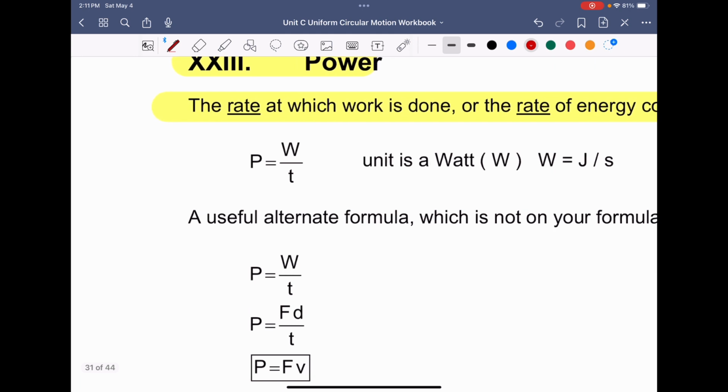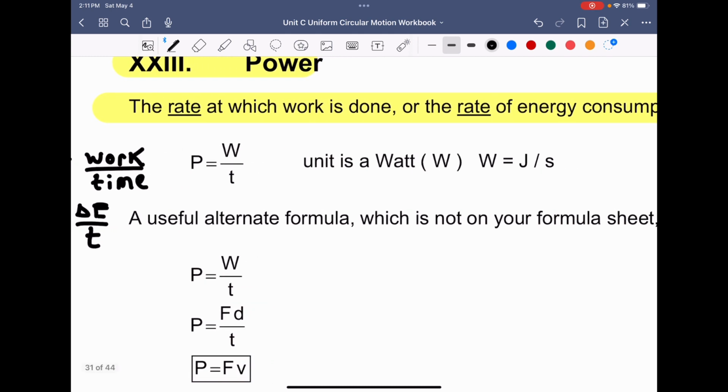In the numerator here, we're going to rewrite this as P is equal to the work divided by the time. I'm just going to put that in word form. So work over time, which is equal to P is equal to the change in energy divided by time. That's another way of seeing this here. So the amount of energy consumption per given unit of time. And then the units are in watts, which is joules per second, or energy per second of time.